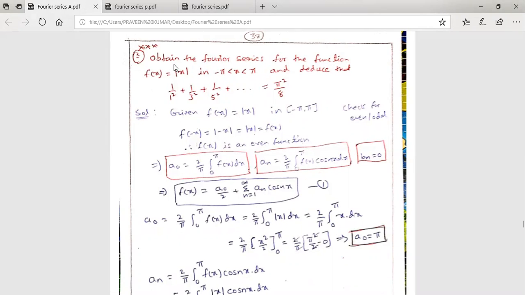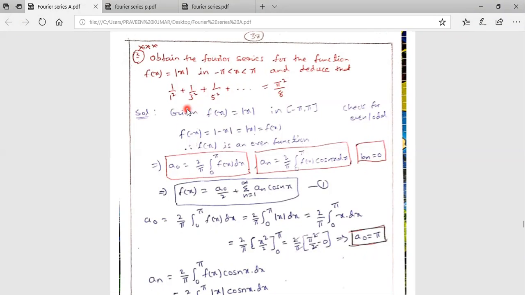This type of question is a little important, like mod x and mod sin x, which are discontinuous. See the question: obtain the Fourier series for the function f of x is equal to mod x in the interval minus pi comma pi, and deduce that this series. So first we understand the provided function. If it is defined in the interval minus pi comma pi, the first thing we need to do is check whether it is an even or odd function.